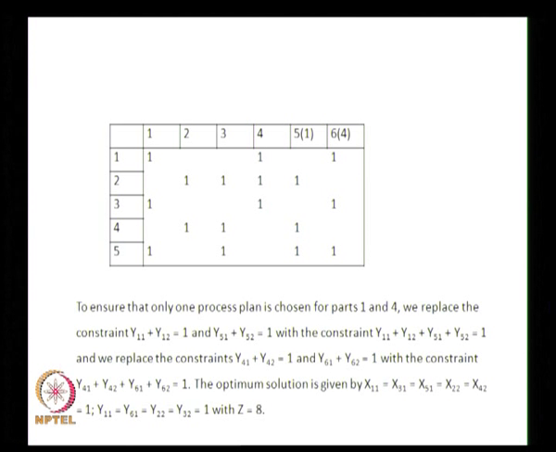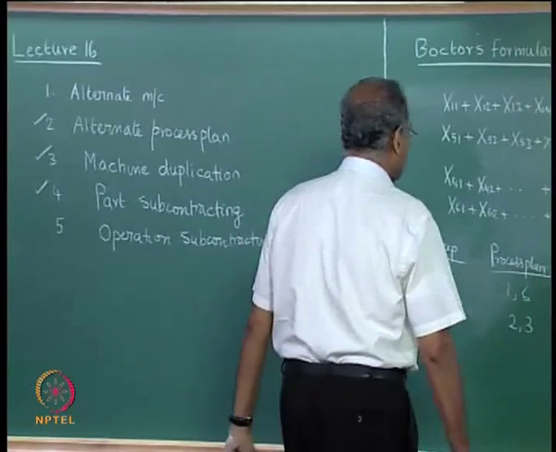1 and 5 are alternate process plans. So, machine 5 looks at 3, 5 and 6.